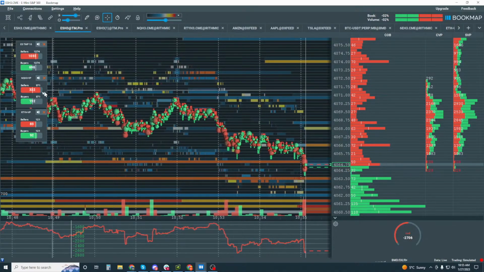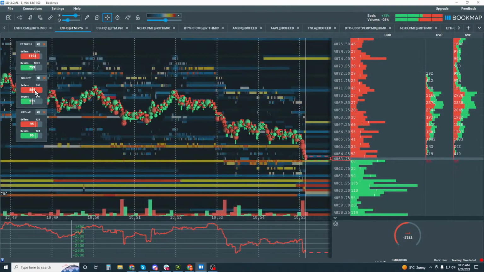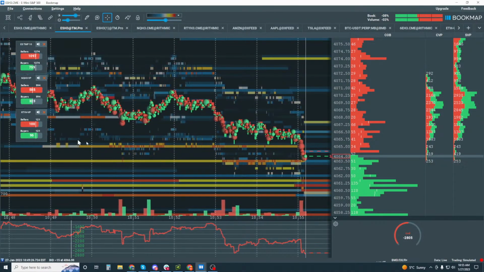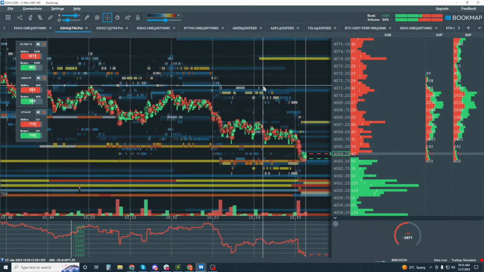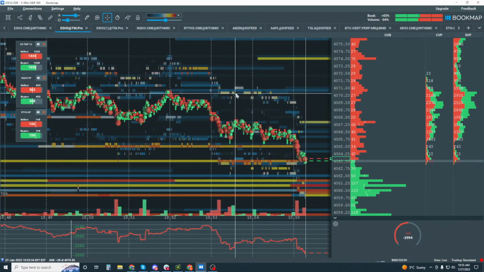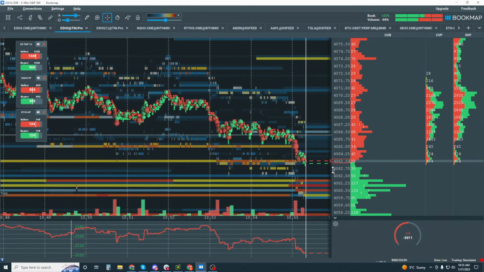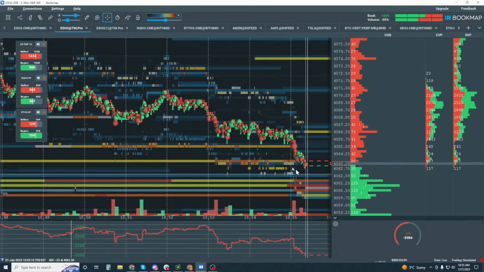So here we go. Now NQ selling off. They're all selling off. So we're looking for the move lower here. Okay, should be a nice stop run as well to the downside. Okay, our target is our 60 area.